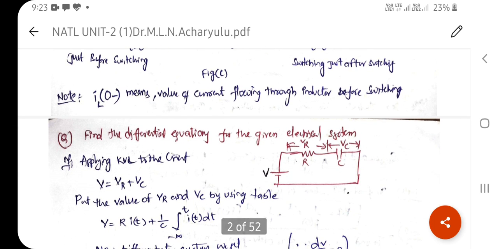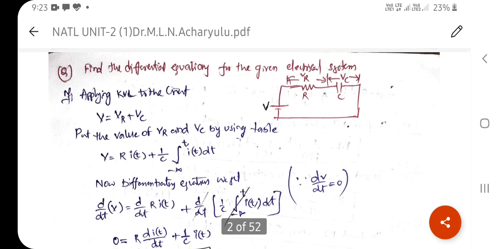If we take, for example, the circuit of RC, we are finding the differential equation for the given electric system or electric circuit. In the circuit, it is visible that R and C are connected in series with the applied voltage V. Now you are going to apply the two laws. You already know from basic electrical engineering that you solved a lot of problems using Kirchhoff's voltage law and current law.